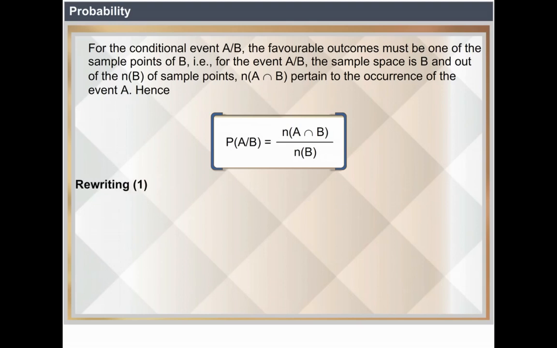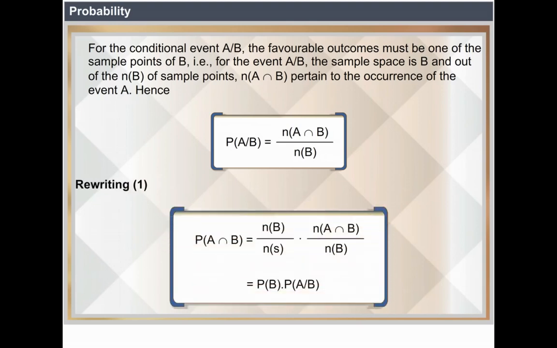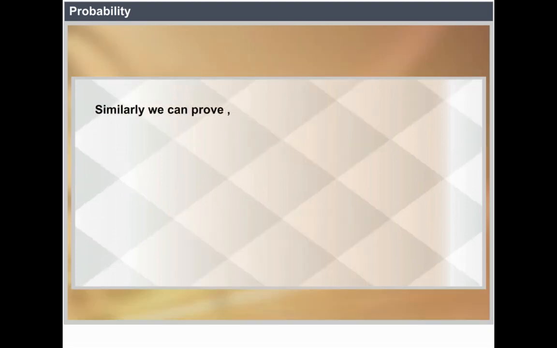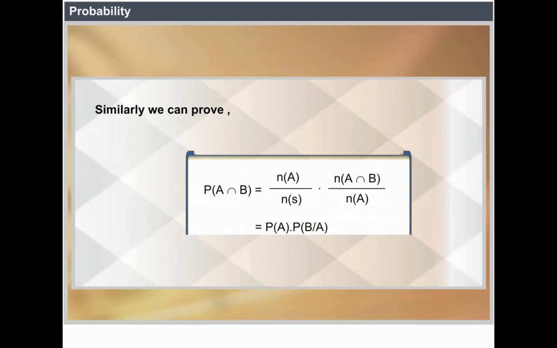Rewriting equation 1 as P(A ∩ B) = n(B)/n(S) · n(A ∩ B)/n(B) = P(B) · P(A|B). Similarly, we can prove P(A ∩ B) = n(A)/n(S) · n(A ∩ B)/n(A) = P(A) · P(B|A).